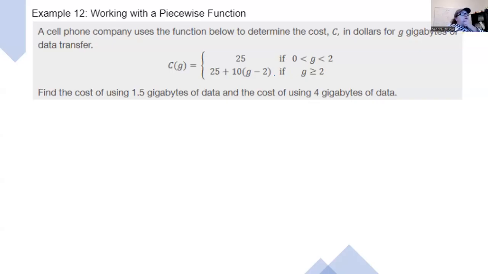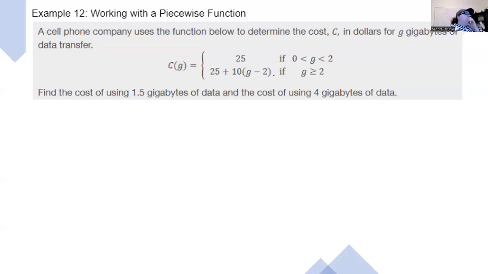So that tells me something there. If you're using 2 gigabytes, 2 minus 2 is 0. So if you're actually using 2 gigabytes, you're only going to pay $25. Do you see that? Because if you plug in 2 for G, 2 minus 2 is 0, times 10 is 0, plus 25 is 25. So you're actually going to pay $25 straight only for using 2 gigabytes as well.